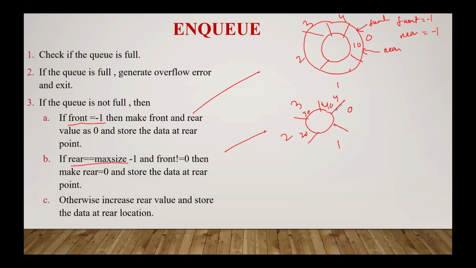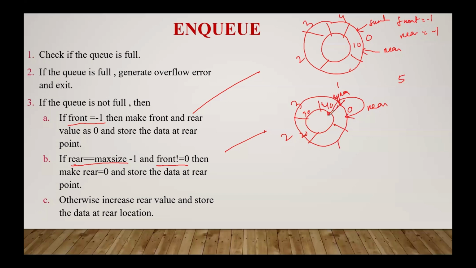Then what happened? Rear is at the maximum, this is the rear right now. After that, if we want to insert any value, right now two spaces are there, or not? If rear equal to max size -1, so what is the max size right now? 5, 5 -1. If it is true, then we have to check front is not equal to 0. Yes. When front is not equal to 0, if the data is not present, it means this space is free. Then what happened? We have to move the rear to this location. Now we have to make the rear equal to 0.